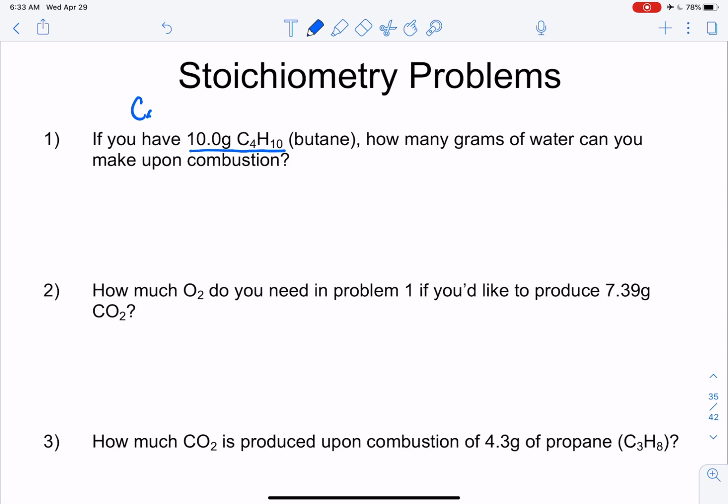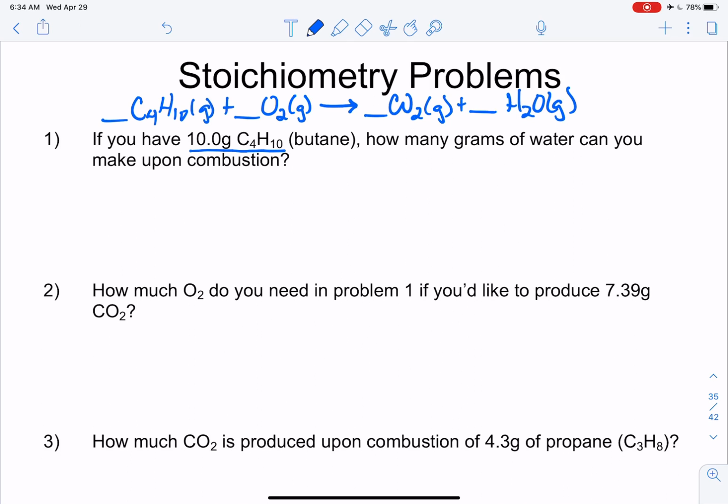So we have C4H10 in the gas form. And then we're going to react that with oxygen because that's what we do in combustion reactions. And in a combustion reaction, you're going to create which two products? CO2 and water. So we learned this in another chapter, and we also did balancing equations. So we know how to do that also.